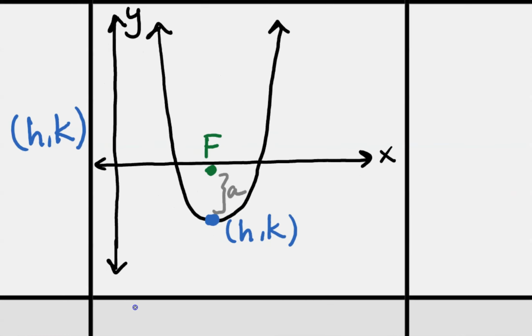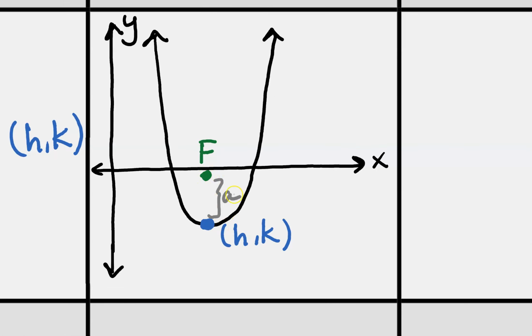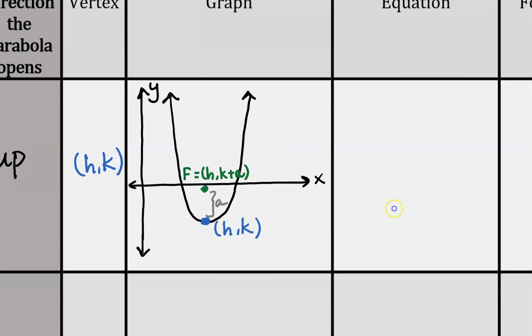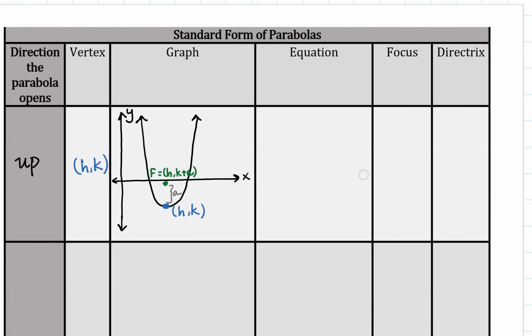Now, if that distance has a value of little a, that means that the focus is a units higher than the vertex. It's on the same vertical line, so its x-coordinate will stay the same. It still has an x-coordinate of h, but the new y-coordinate will now be k plus a, because we moved a units up from k. So I'll go ahead and fill out my focus. The coordinate for my focus is (h, k + a).